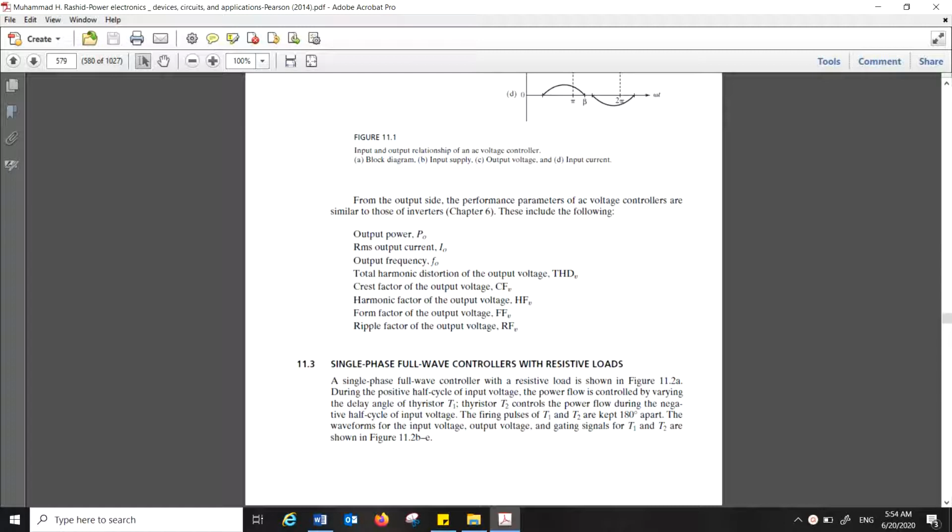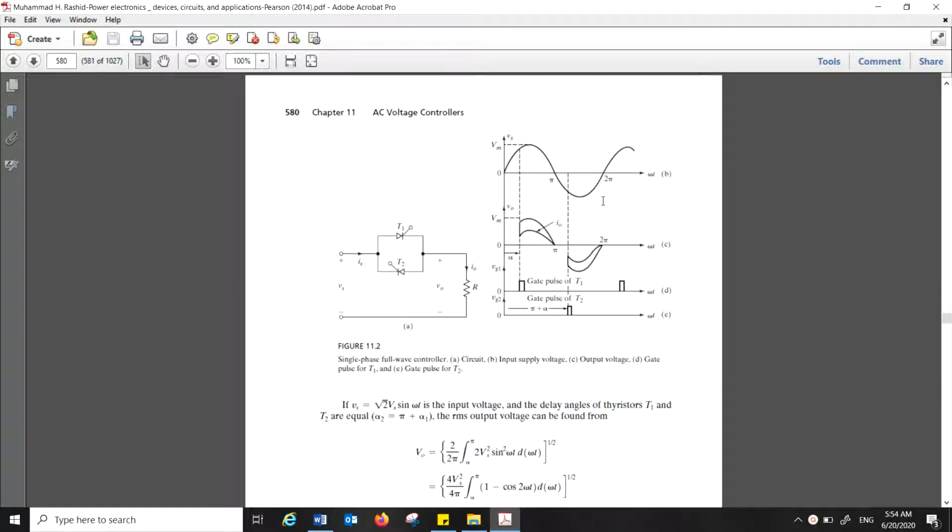Actually, if we see the circuit diagram, this is the circuit diagram for the single phase full wave controller. Since it's a full wave, we use two thyristors T1 and T2, and since a thyristor is a unidirectional device, we need two thyristors. For the positive half cycle T1 conducts and for the negative half cycle T2 conducts, and the gate pulses for both the thyristors are spaced at 180 degrees from each other.